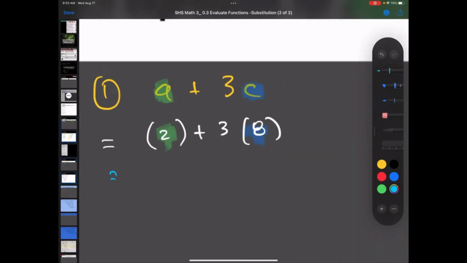And this is the order of operations, right? 3 times 8 is 24. And then 2 plus 24 gives us 26 is our answer.